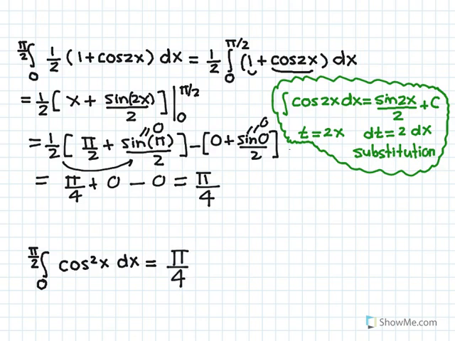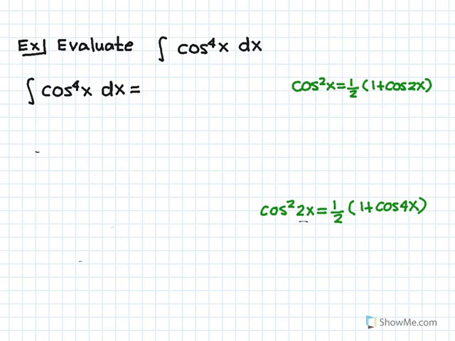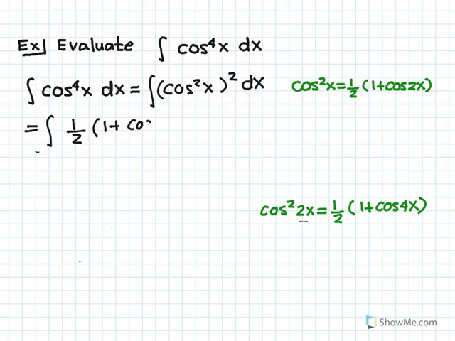Now let's look at a more difficult example where we have a higher power of x. Here we have the integral of cosine to the 4th x dx. The first thing we will do is rewrite this integrand as cosine squared x, all squared, dx. Now we're going to apply the half-angle identity for cosine squared. So we have the integral, cosine squared is 1/2 times (1 plus cos 2x), all of this squared.